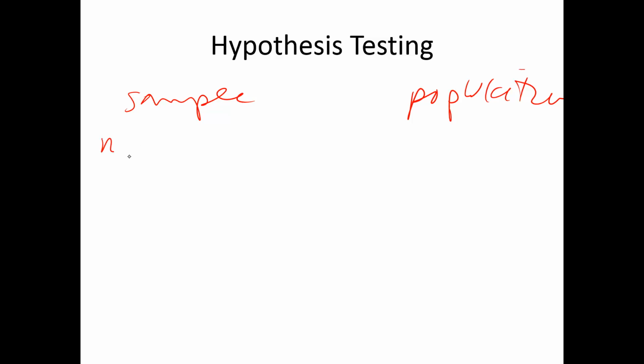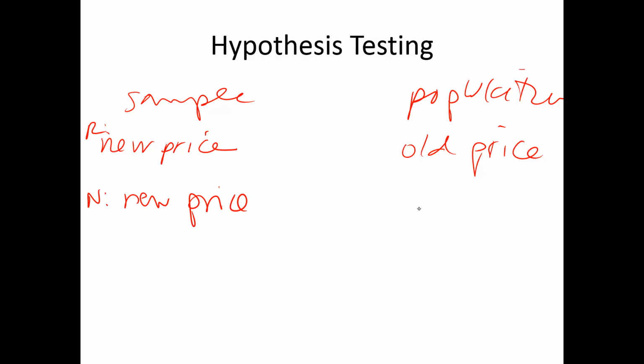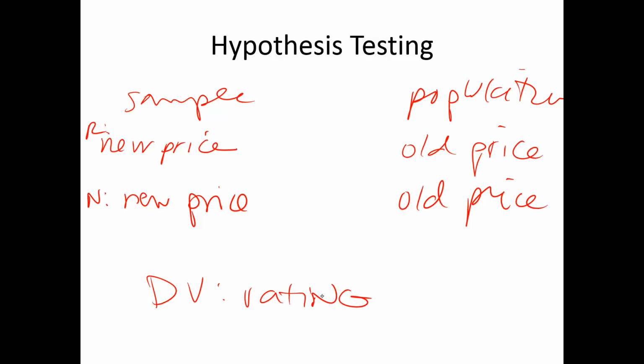So the sample is the people who got the new price. And the population is the people who are on the old price. So if I want to come up with a research hypothesis and a null hypothesis for that, let me repeat these here. What am I expecting to have happen? Well, it always helps if you label the DV too. The DV is the rating. So we've got the rating if I have the new price and the rating if I have the old price.